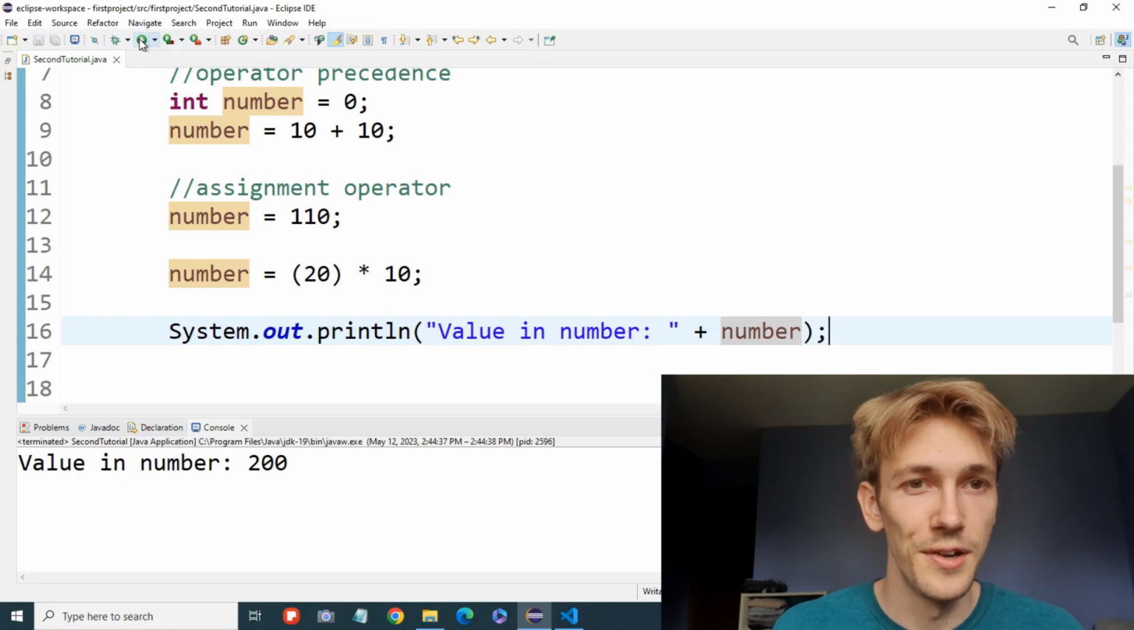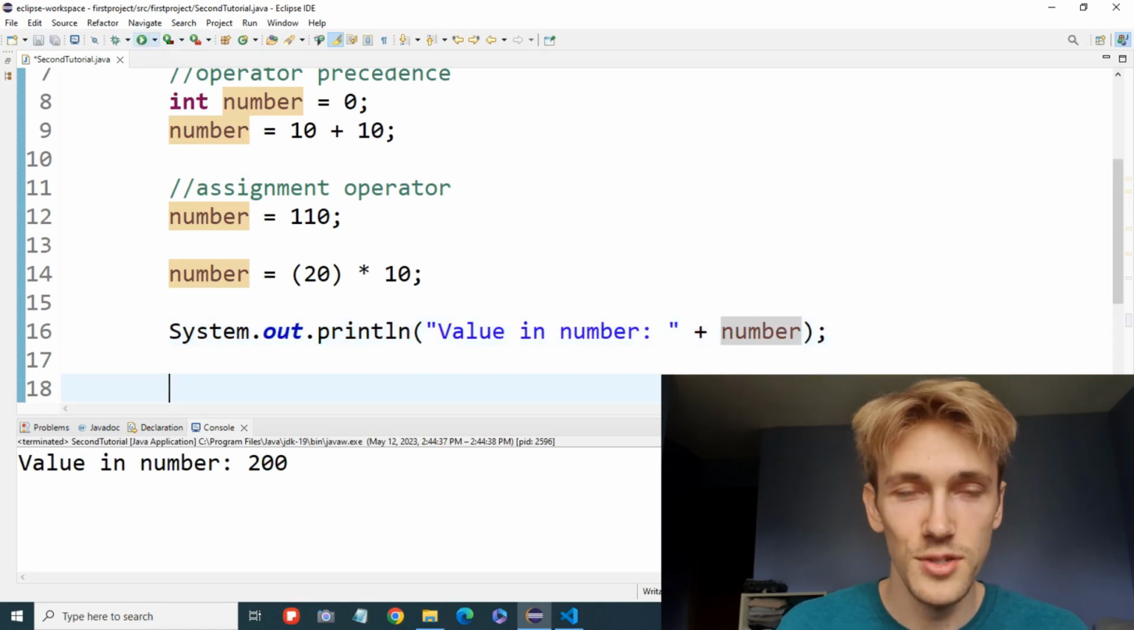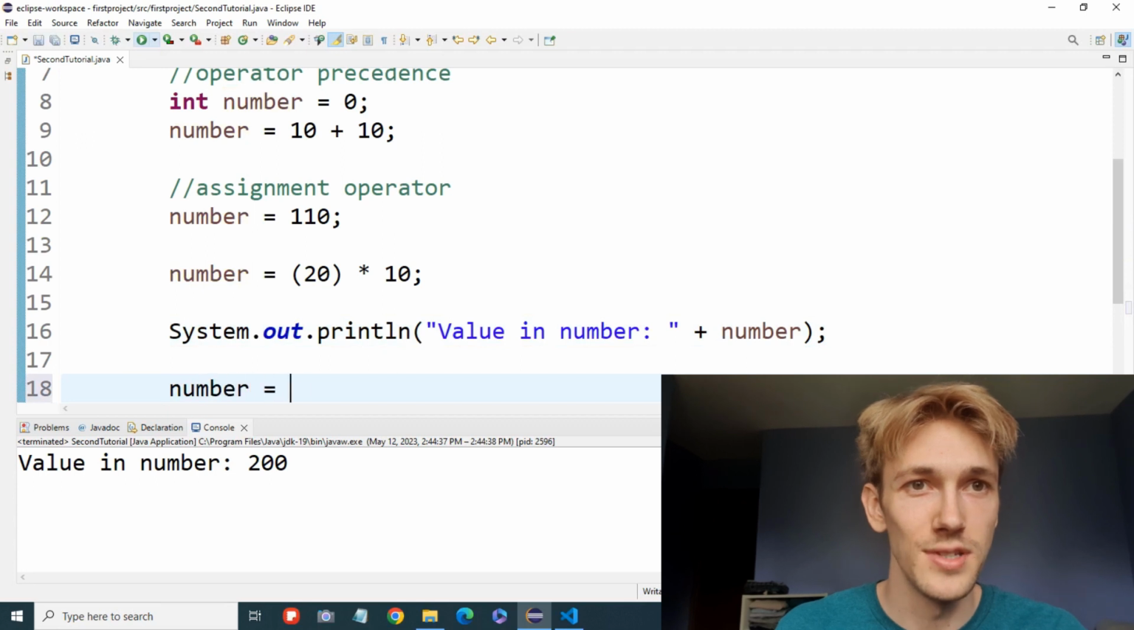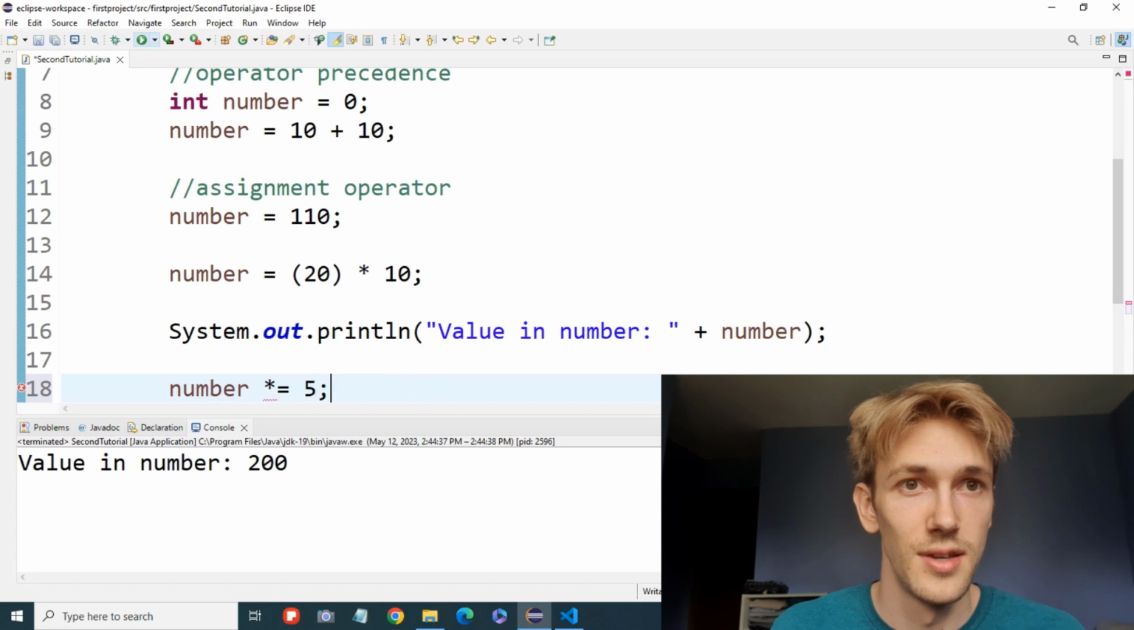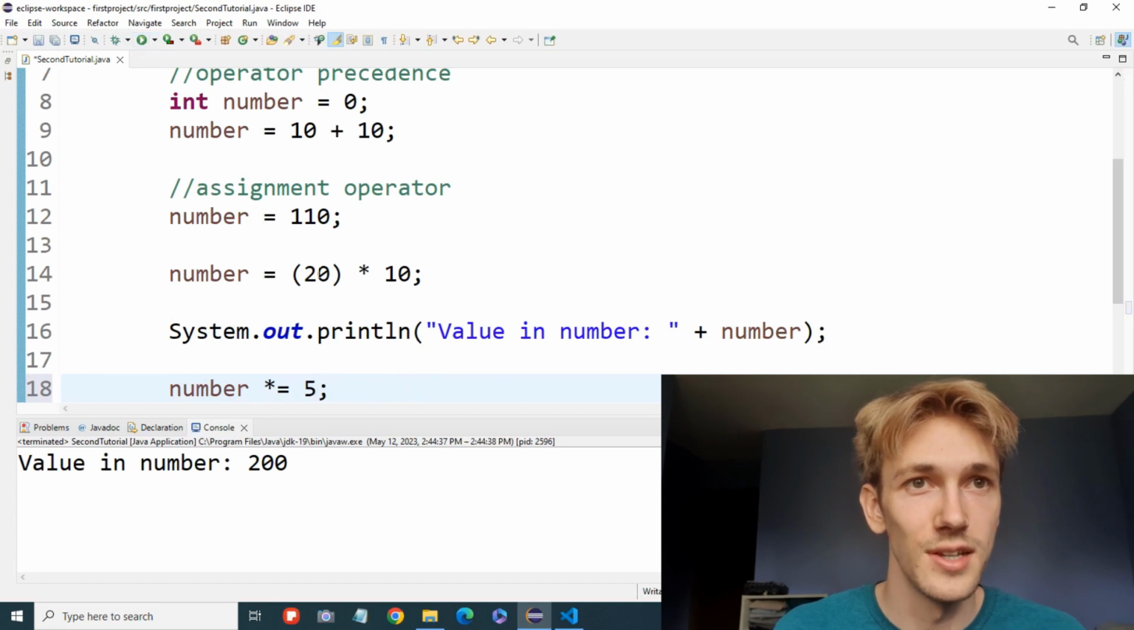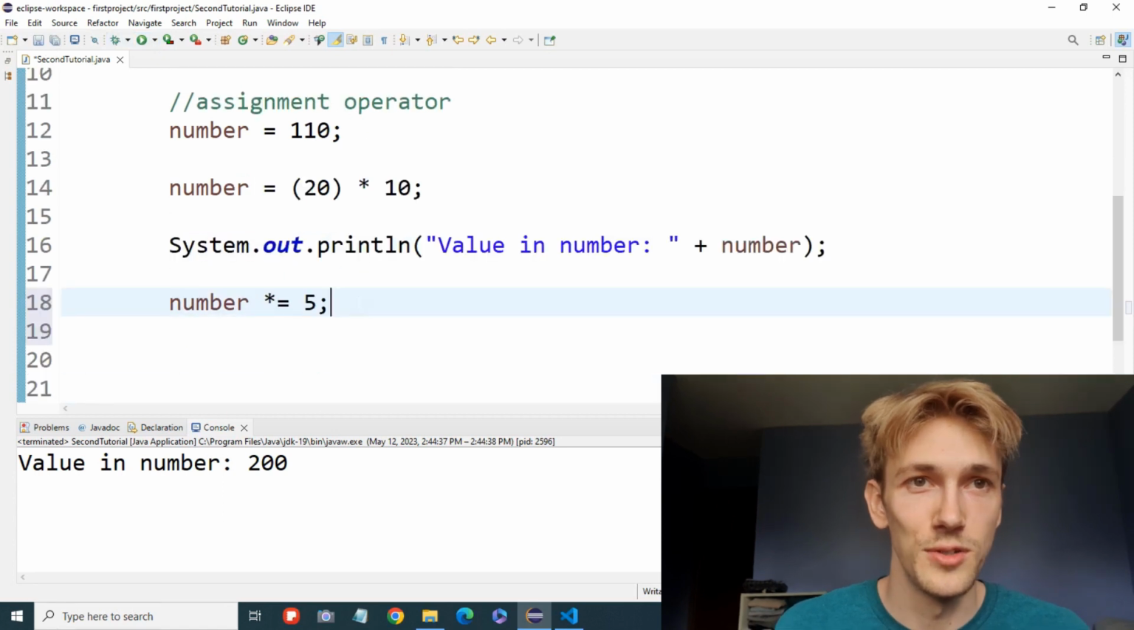And now let's multiply our number by 5. We could do that by saying number equals number times 5, but there's a quicker way to do it, which is just number times equals 5. So now our number will be 1000 because we took the original value of 200 and multiplied it by 5. And you can also do this with all the other arithmetic operators. So we could do number plus equals 5, which would just take the original value that was in number and add 5 to it. And we can do it with all of our other arithmetic operators as well.